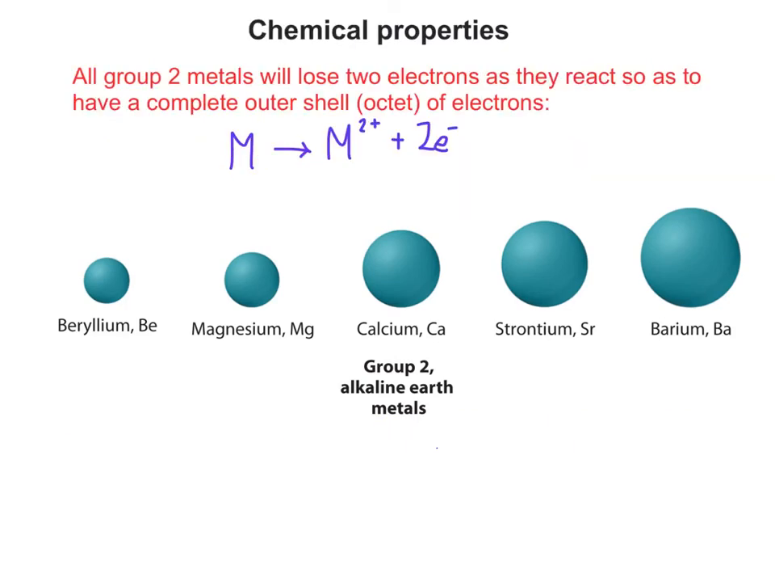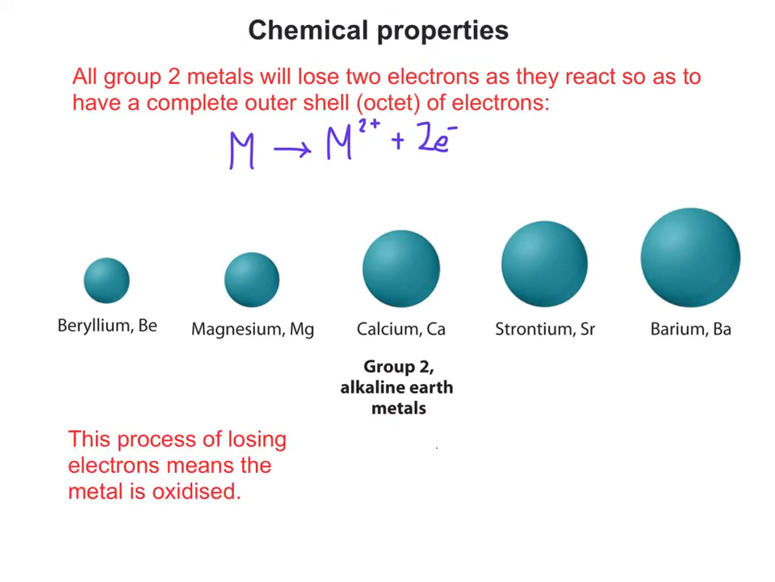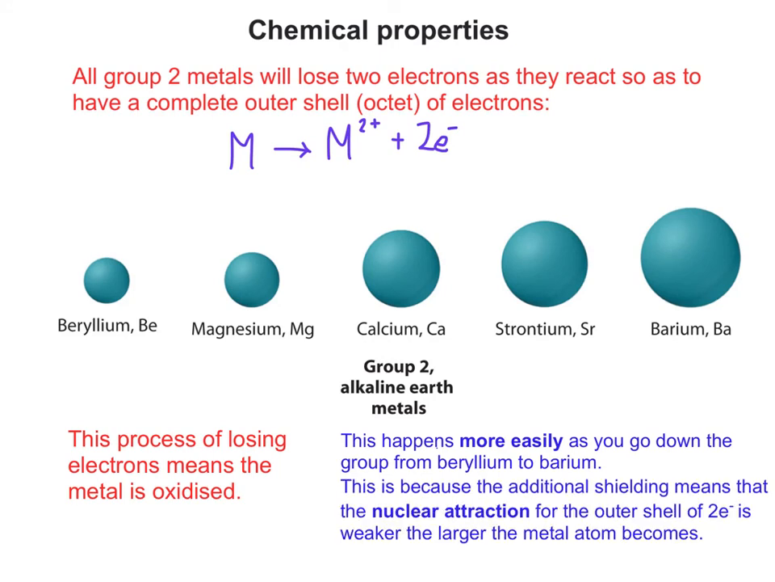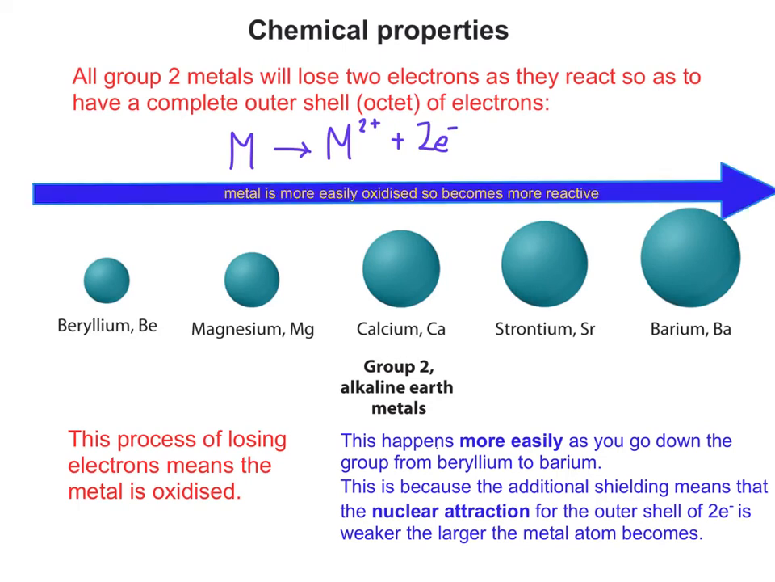So in the process of reacting, all Group 2 metals will lose 2 electrons. This is in order to have a complete outer shell octet of electrons, so they form 2+ ions and lose 2 electrons. So this process of losing electrons means the metal is oxidized. This happens more easily as you go down the group from beryllium to barium. This is because the additional shielding means that the nuclear attraction for the outer shell of 2 electrons is weaker the larger the metal atom becomes. So as you go from beryllium to barium, the metal is more easily oxidized, so it becomes more reactive in the way that the equation above the arrow shows.